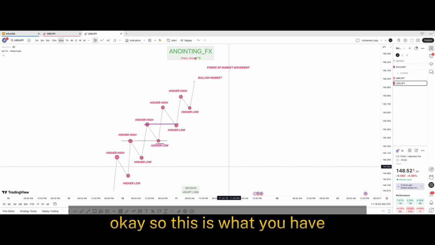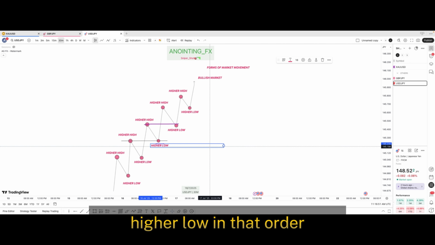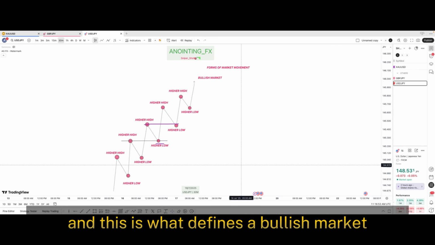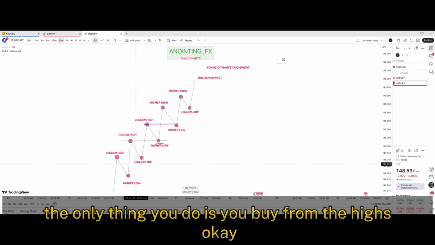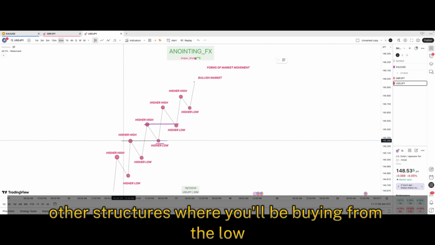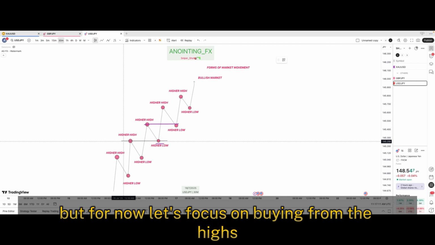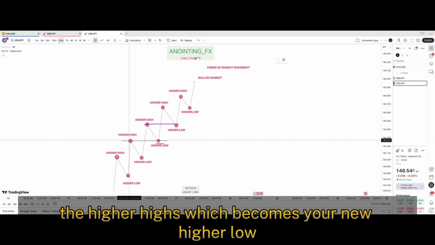Okay, so this is what you have. You have your higher high, higher low, higher high, higher low, higher high, higher low in that order. And this is what defines a bullish market. So like I said earlier, the only thing you do is you buy from the highs, okay? And we look at other structures where you'll be buying from the low. But for now, let's focus on buying from the highs as price retests the highs, okay? The higher high, which becomes your new higher low.